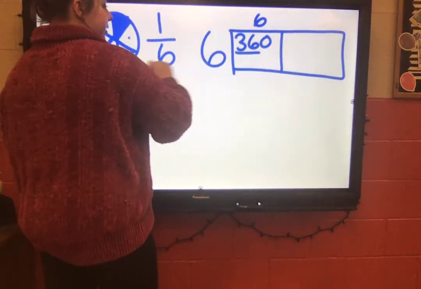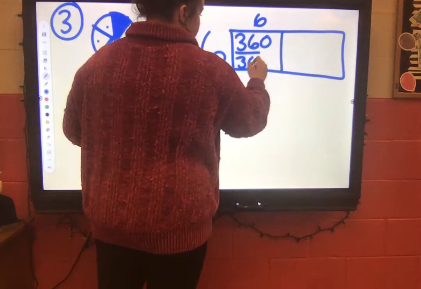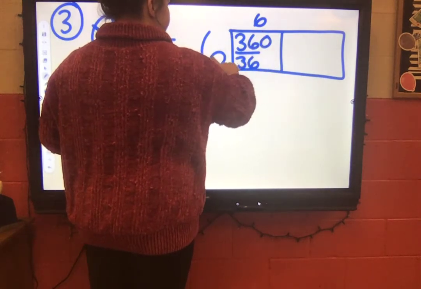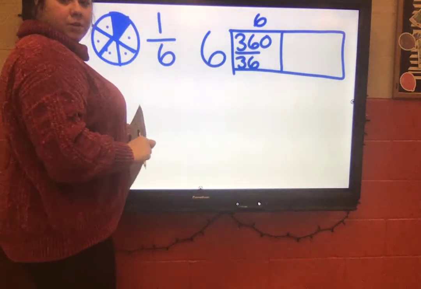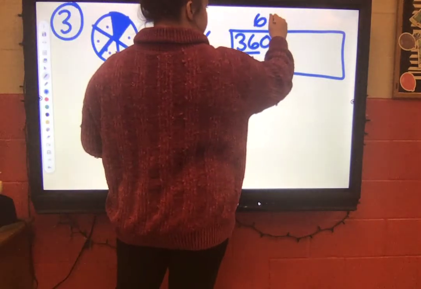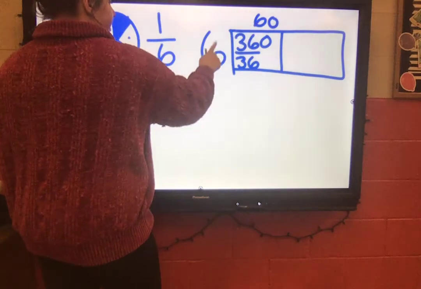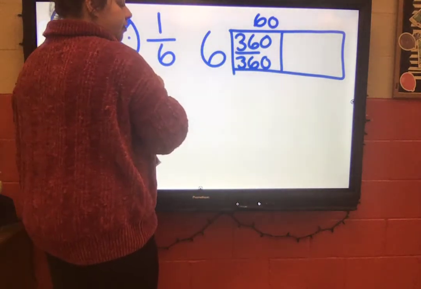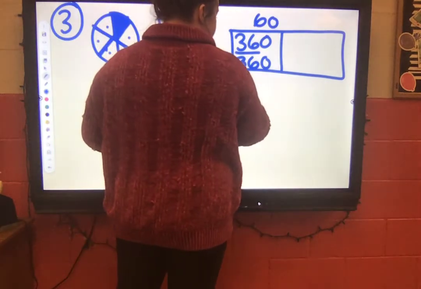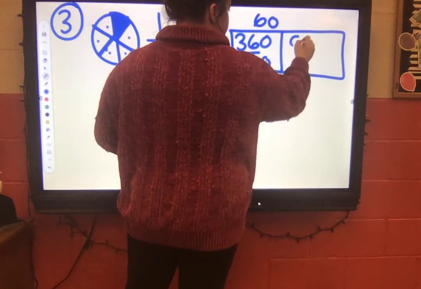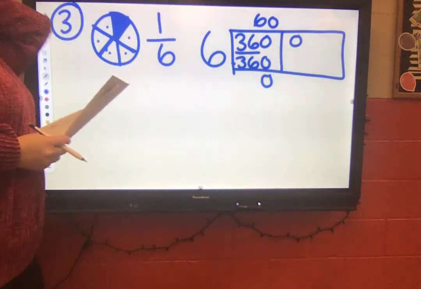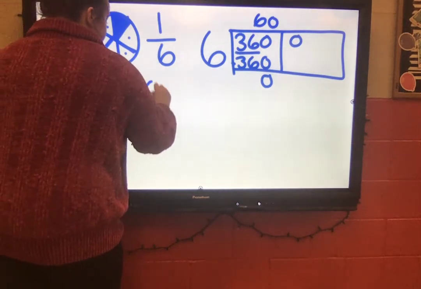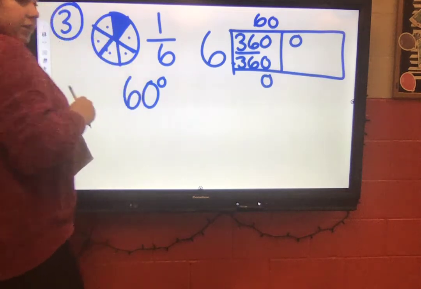6 times 6 is 36. Now I'm left with a 0 here. How many times will 6 go into 0? 0. So I'm going to put that at the top. 0 times 6 is 0. So now I'm going to subtract it. 36 minus 36, 0. Put my 0 in the second box. 0 is my remainder. And my number of degrees is 60 degrees for this piece.